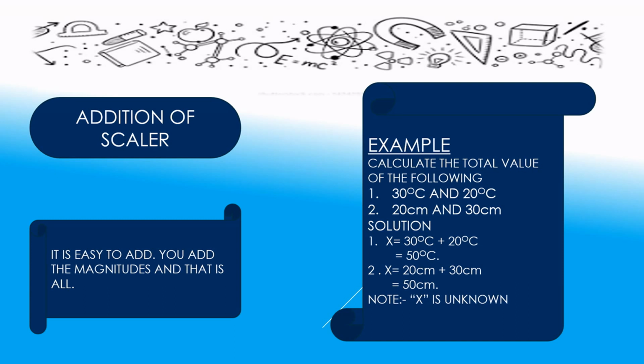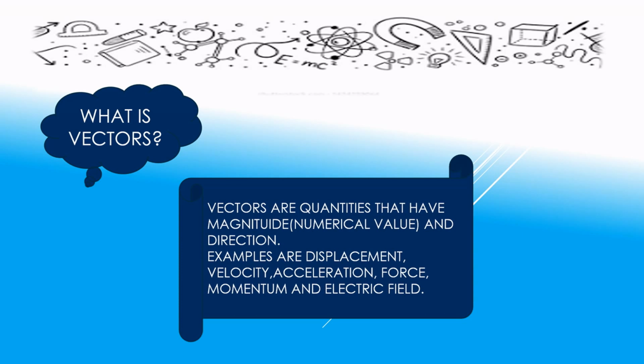Since we now understand scalars, let's move to vectors. What are vectors? They are quantities that have magnitude and direction. Examples are displacement, velocity, acceleration, force, momentum, and electric field. Vectors are a little bit complicated to solve.